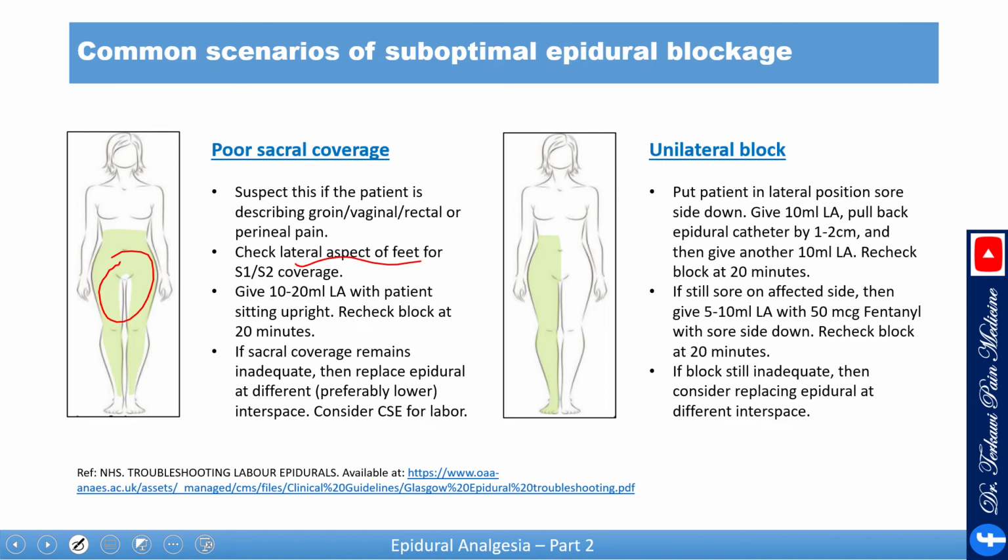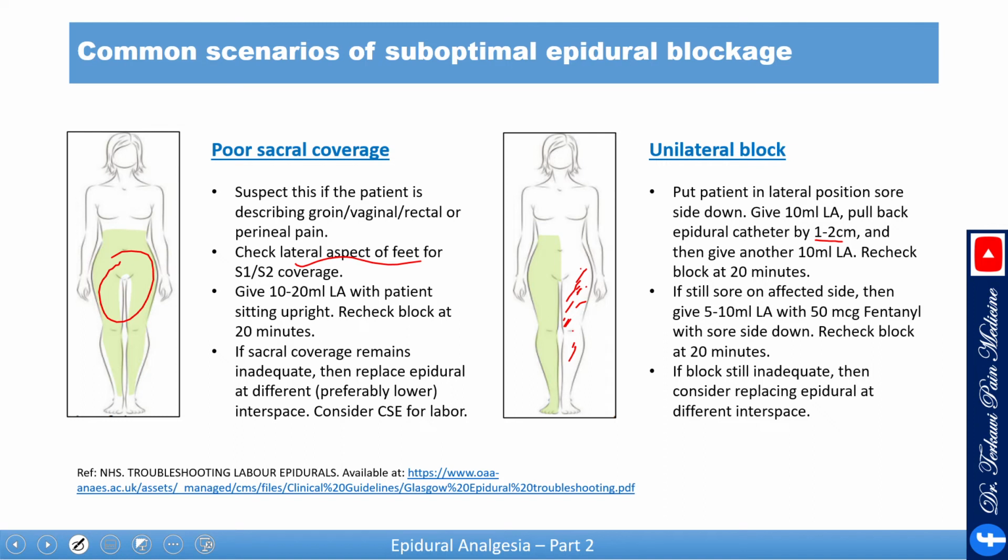If it's a unilateral block, first, what you need to do is position the patient in a lateral position with the unblocked side down, and give a local anesthetic, about 10 ml, and see what will happen. If it does work, you can pull the catheter back a little bit and give a local anesthetic again and see what will happen in 20 minutes.